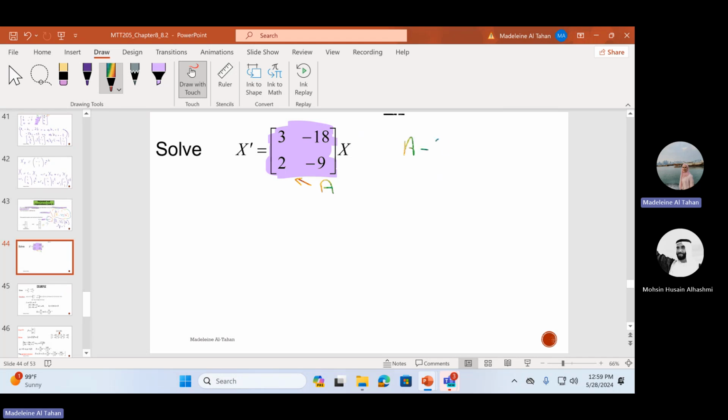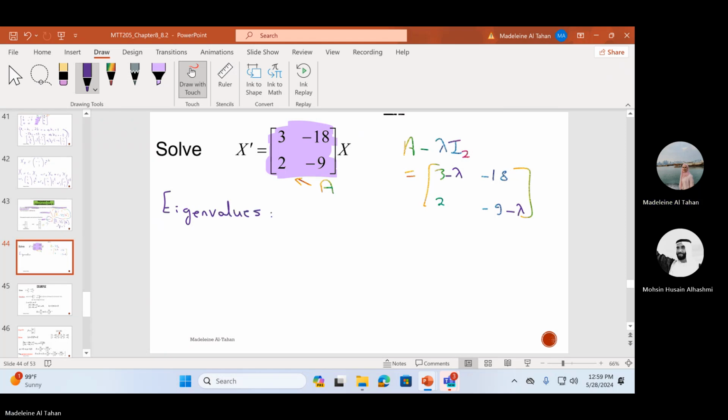In order to find that, we should write A minus lambda I2. How do we write that, miss? The main diagonal, we will copy it the same, and just the main diagonal, what will be after it? Negative. So the first step, we need to find the eigenvalues, please. Each together, let's find the eigenvalues. The eigenvalues, it means that we will find determinant equal to 0. So eigenvalues. Determinant of A minus lambda I2 equal this one.